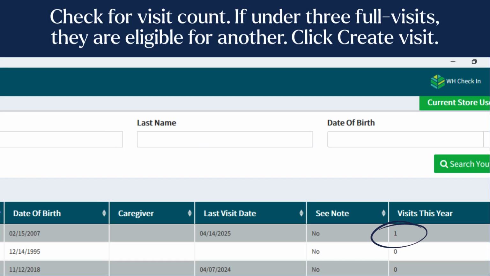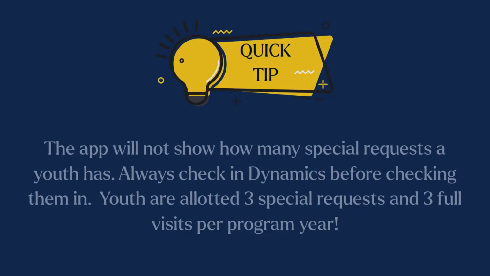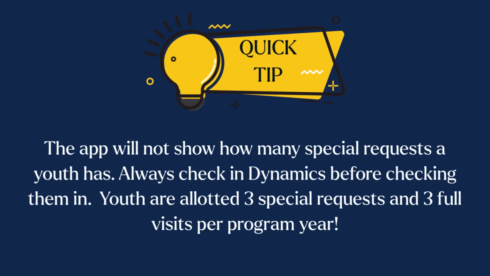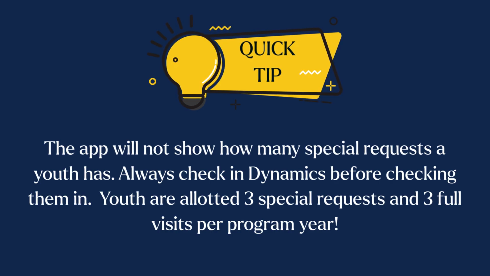Next, check the visit counts. This number shows the total full visits for the program year. If it's under 3, click Create Visit. The app will not show how many special requests a youth has. Always check their profile before checking them in. Youth are allotted 3 special requests and 3 full visits.